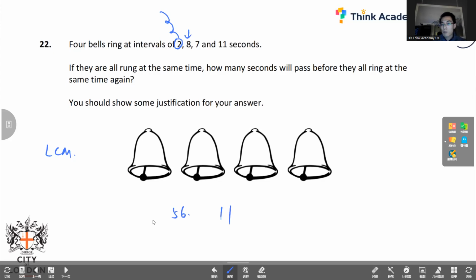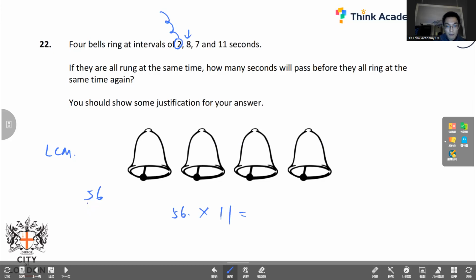Again, 11 is a prime number, meaning that it has no common factors with 56 other than 1. So the LCM of 56 and 11 will be 56 times 11. For those who are in my class, I have introduced this very handy way for you to multiply any 2-digit number by 11 and find the product quickly.